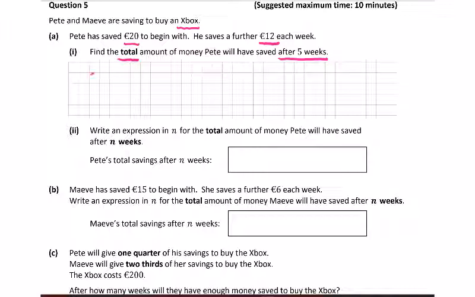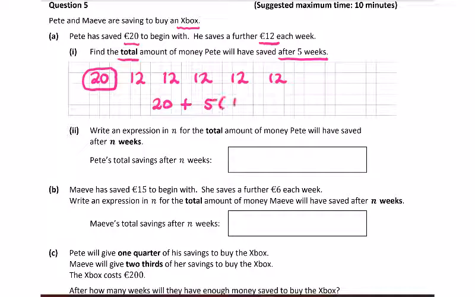Well, because it's such a low number, let's just build it up. He has 20 and he saves a further 12 each week. 12, 12, 12, 12 and 12, or you can see the math above is 20 plus 5 times 12, or as a pattern, 20 plus 12 times the number of weeks. That looks like it might be the pattern that's going on here.